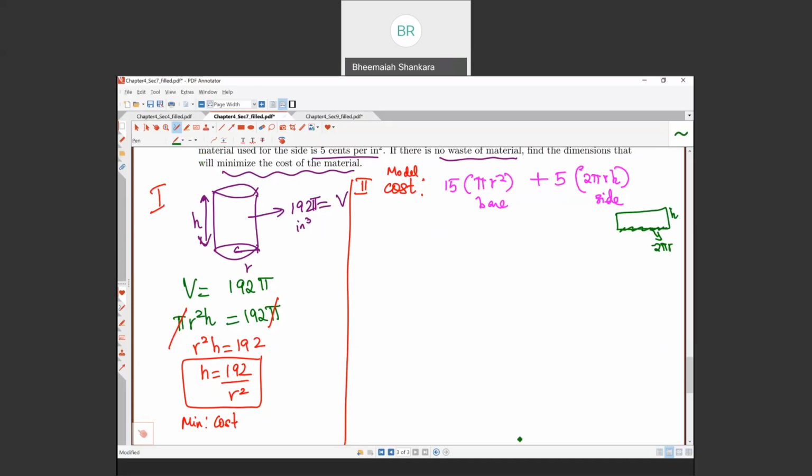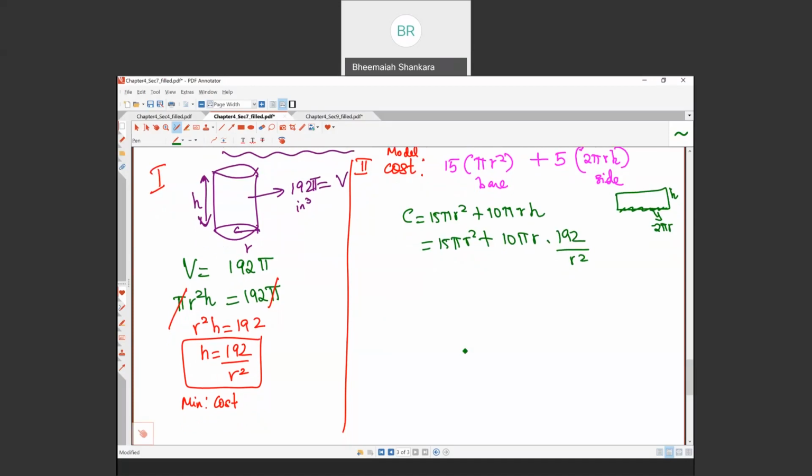So you want to multiply out and write this as 15 pi r square plus 10 pi rh. Now the first term is the same, whereas for the second term you can plug in and rewrite it as 10 pi r times 192 divided by r square. We're going to plug in the expression for h, the height, which we calculated in our step 1. Rewrite this again as 15 pi r square. Multiply this out, 1920 pi r to the negative 1.